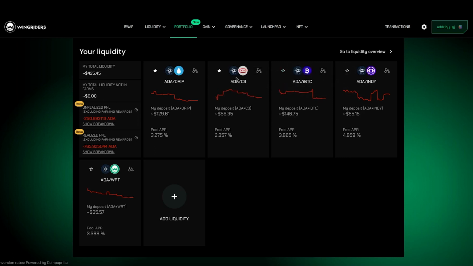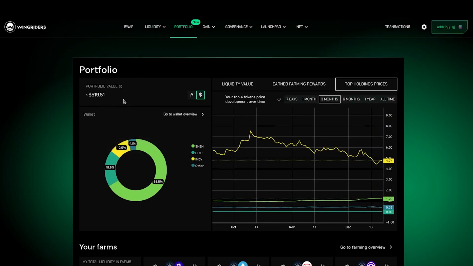You can mark each pool or farm as a favorite, and it will display at the beginning of the list. To see more details about tokens in your wallet, go to Wallet Overview.